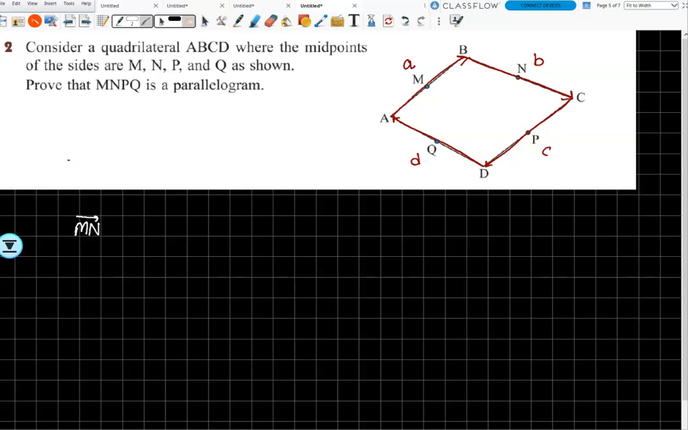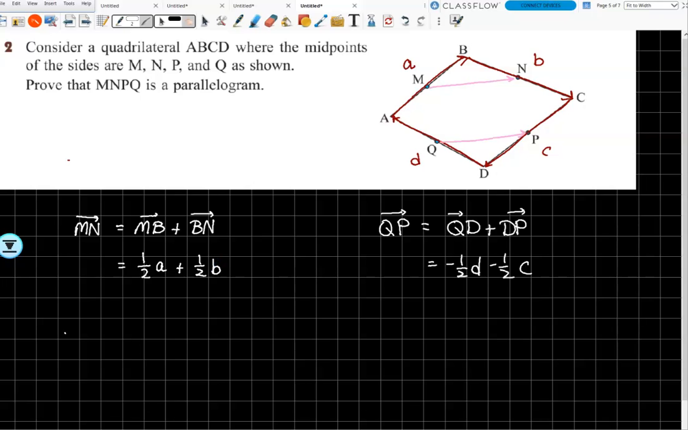Yes, but anyway, so MN. If we are being really good, M to N I would say is MB plus BN. And now I'm a bit tired of being very good, because really I should say that's half AB, but I'm just going to say that's a half A plus a half B. Okay, so far so good.